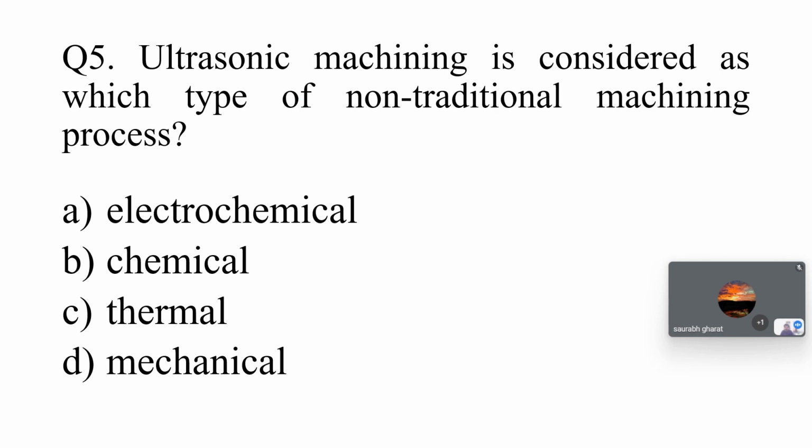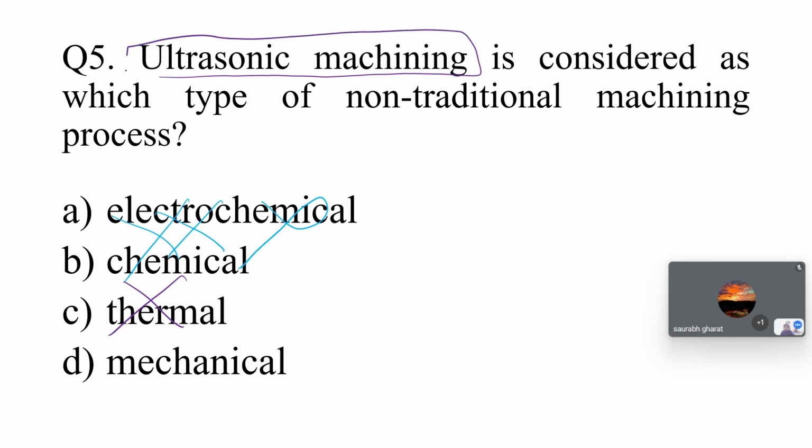You might get the answer now. Ultrasonic machining is considered as which type of non-traditional machining process? USM. Is it electrochemical or chemical? No, both are not. Thermal? We are not using any heat effect here, but we are using forces. So we are using mechanical energy here, the abrasive and the part, and we are pushing it. So mechanical will be the correct answer.